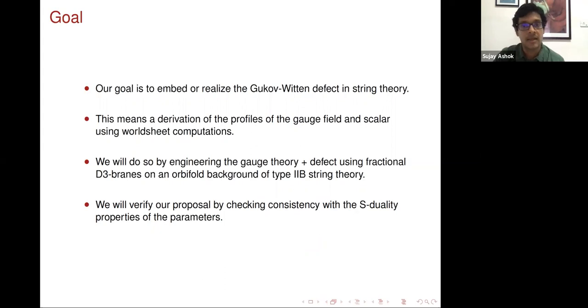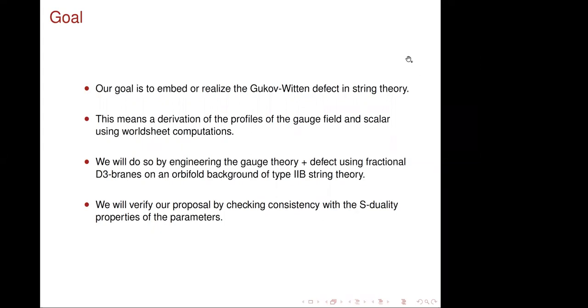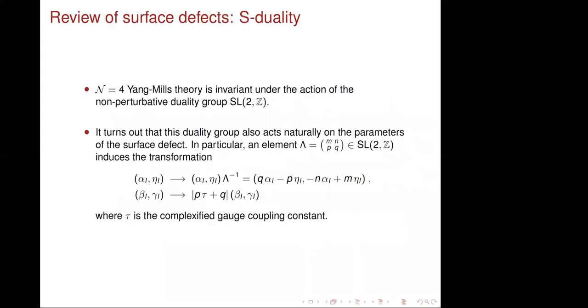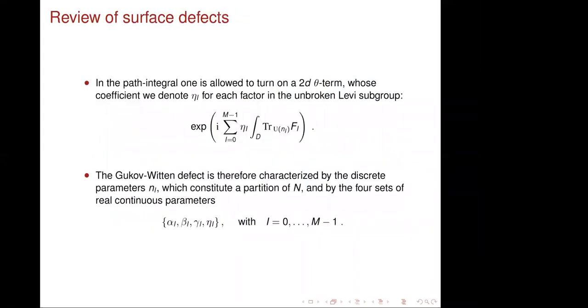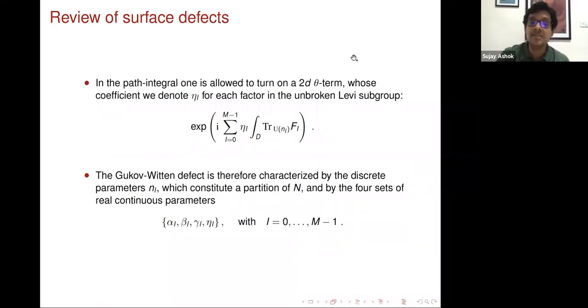Hi, Sujay. Just a quick question. This 2-dimensional theta term that you turned on, just to remind me, does this theta term live on the defect itself or the plane orthogonal to it? No, it lives along the defect. It's an integral over D, and D is the defect. I see. On the defect itself. Right.